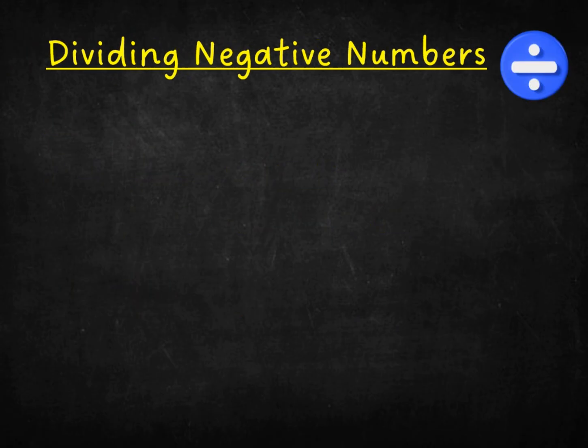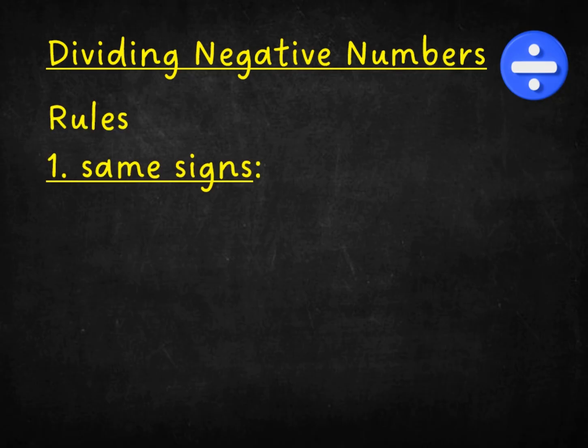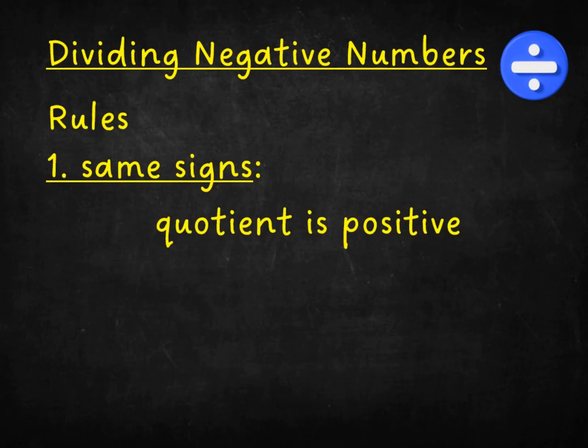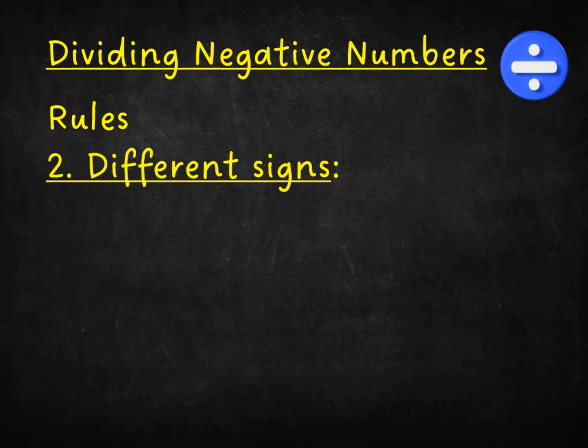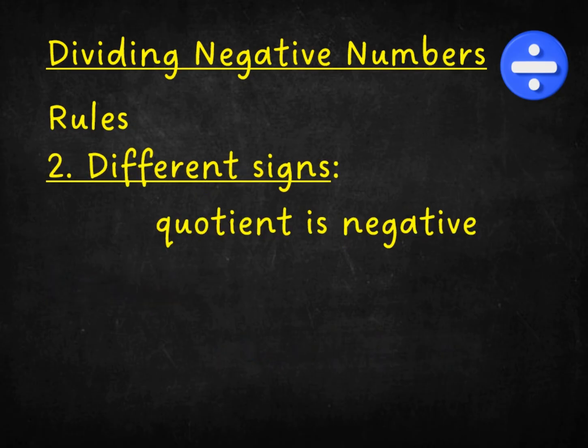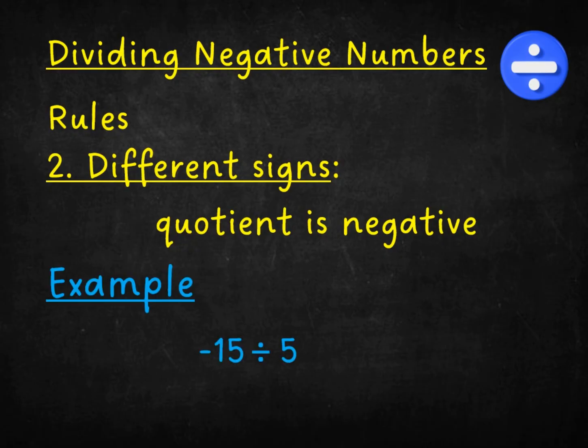Finally, for dividing negative numbers, rule number 1. If we have two numbers of the same signs, the quotient is positive. For example, -15 over -5, the quotient is +3. Rule number 2. If we have different signs, the quotient is negative. For example, -15 over 5, the quotient is -3.